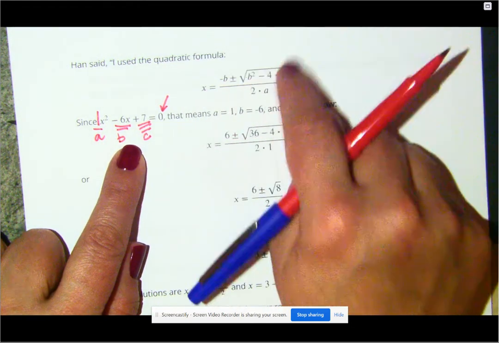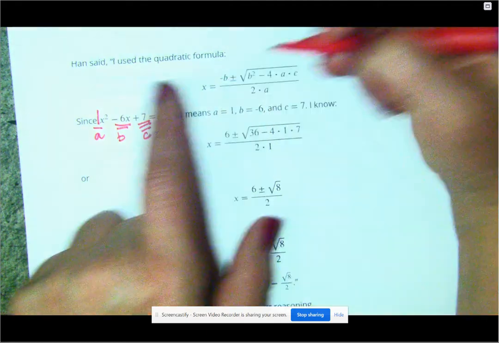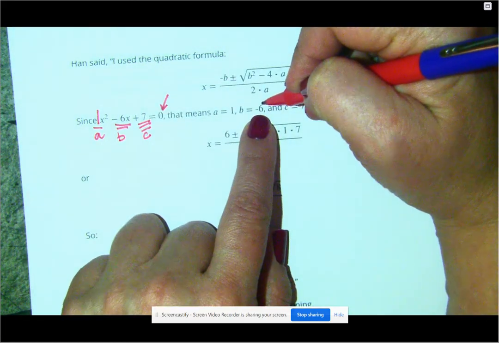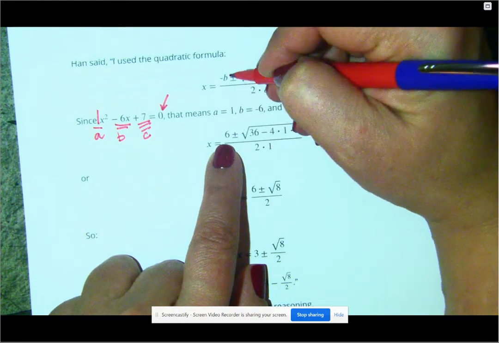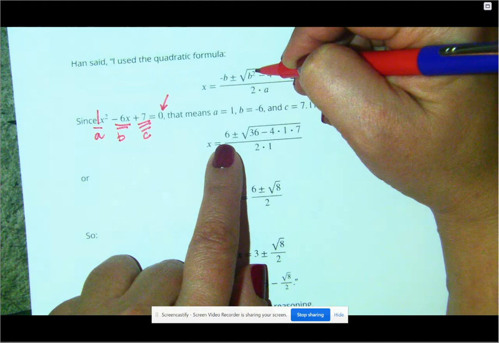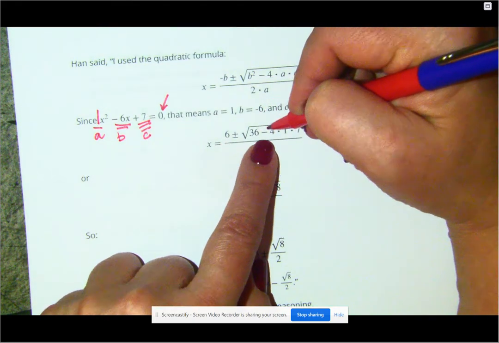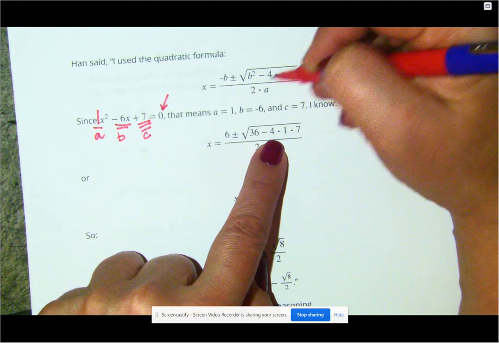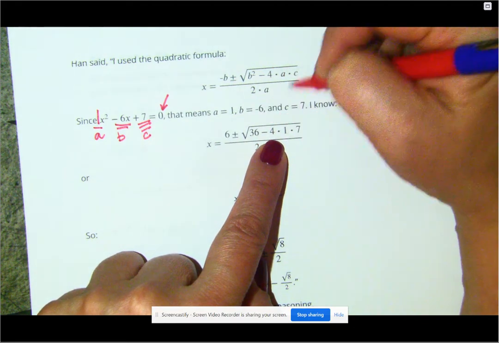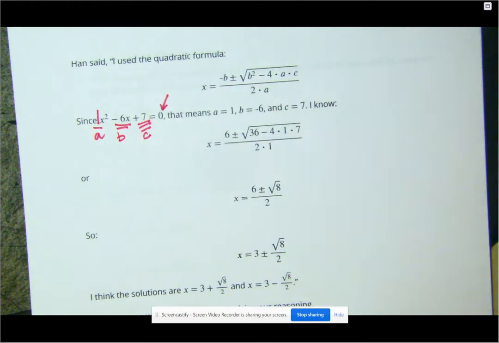this formula right here. So this said to take the negative of b. Well, my b was negative, so the negative of a negative is positive 6 plus or minus the square root of b squared. Negative 6 squared is 36. Minus 4, that's part of the formula, times a, which is 1, times c, which is 7, all over 2a. Okay? So first step is just getting everything plugged in right.